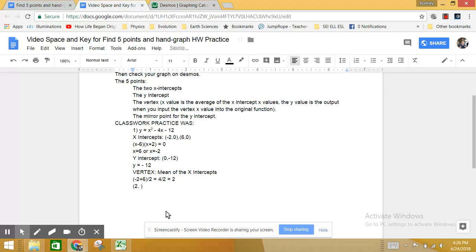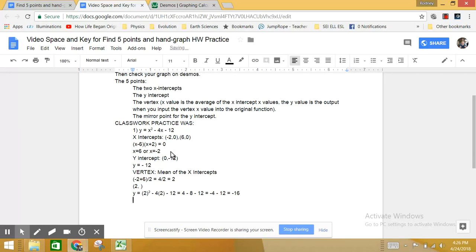We don't yet know what our y value is. So what we need to do is take this 2, which is our x value, which means it's our input, and figure out what y is when we replace x with 2. So 2 squared minus 4 times 2 minus 12 is one way to do it. 2 squared is 4, minus 4 times 2, which is 8, minus 12. Well, 4 minus 8 is negative 4, then minus 12, and that's going to be negative 16.